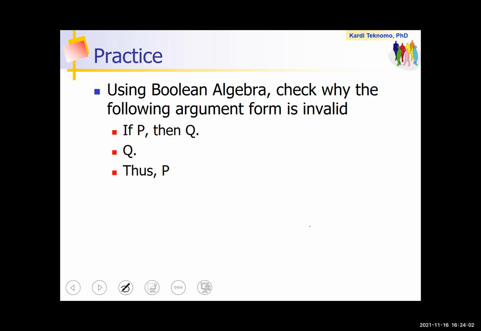Okay. How about this one? Can you use Boolean algebra? Is this form valid or not valid? Practice. Okay, this is not valid. But can you prove that this is not valid using algebra only, without a truth table? Anyone can do? You can write here.